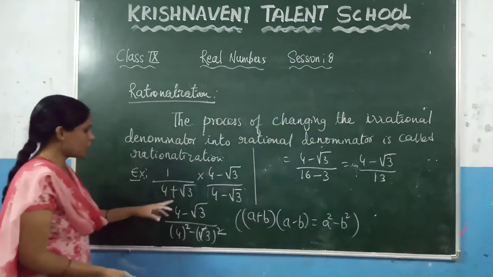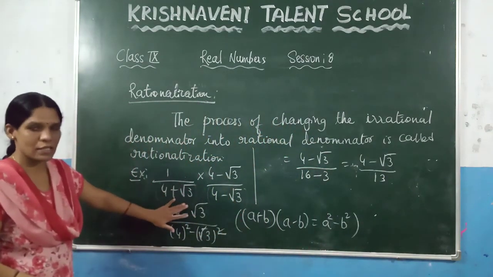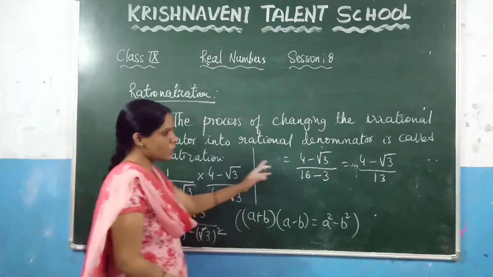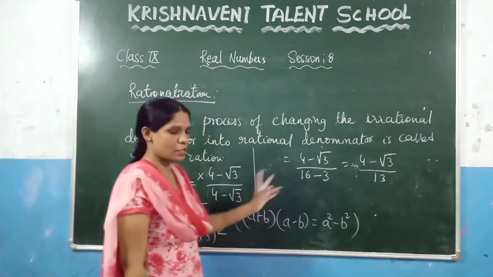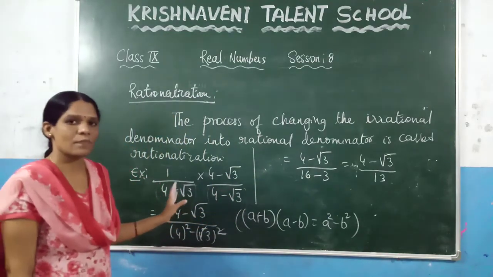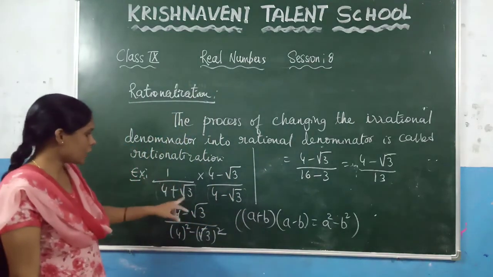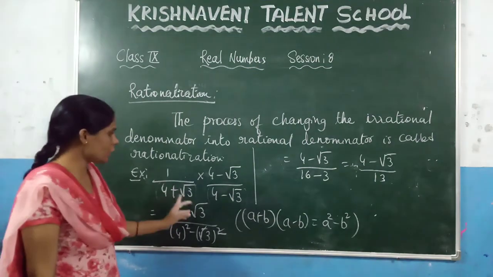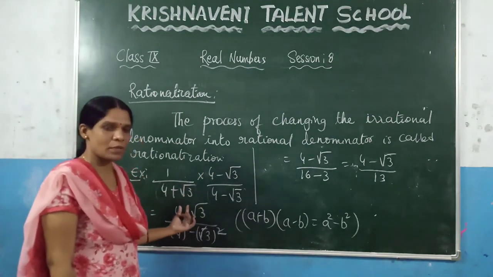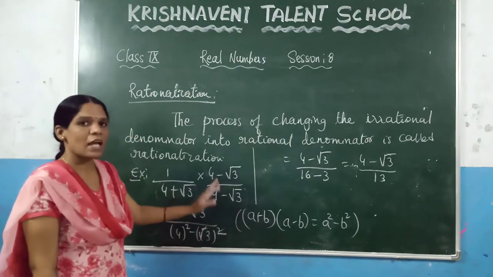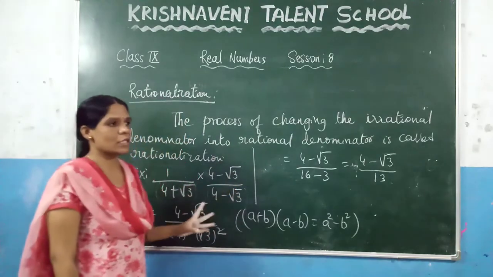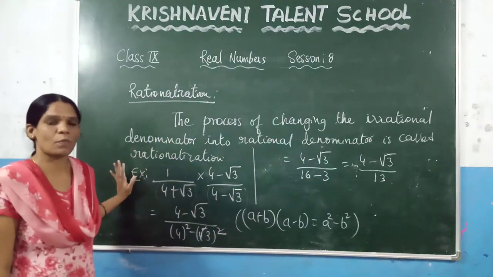Here the denominator was an irrational number. After doing the rationalization process, we got the denominator as a rational number. So this process we call rationalization. That means the denominator should not be an irrational number. For that, you just need to multiply and divide by the same number so that the root will be cancelled and you will get the denominator as a rational number. In tomorrow's session, we are going to discuss surds.